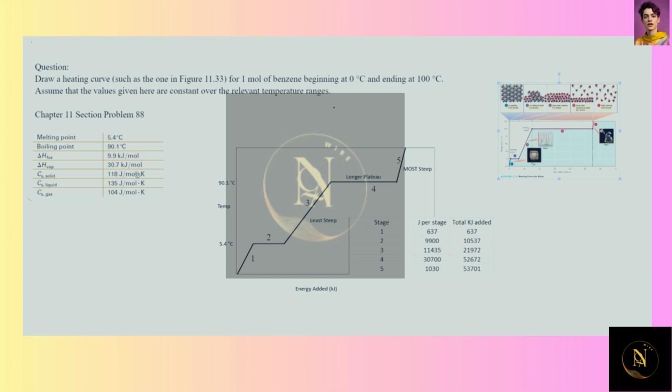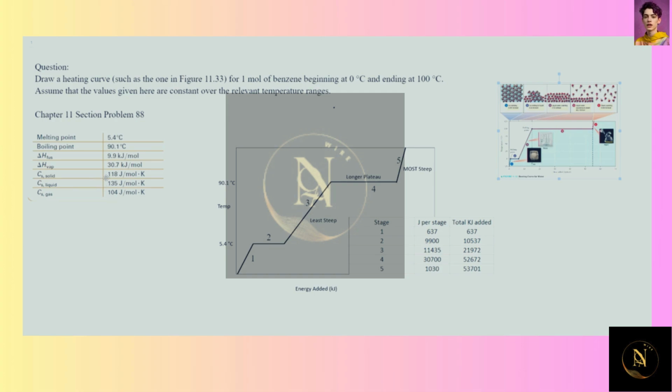So we can multiply that to calculate 637 joules to heat that. And then we've got a plateau that would be present during the melting of the benzene at 5.4 degrees Celsius. And then we have the third segment, which is the heating of the liquid.